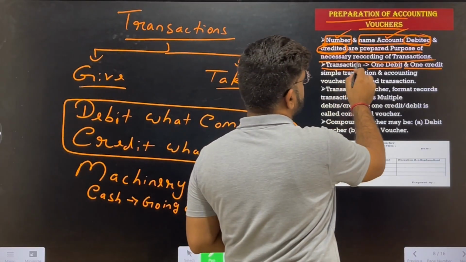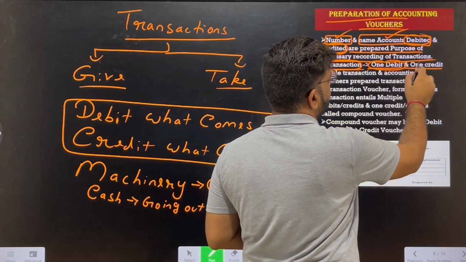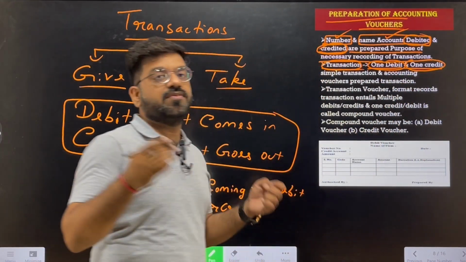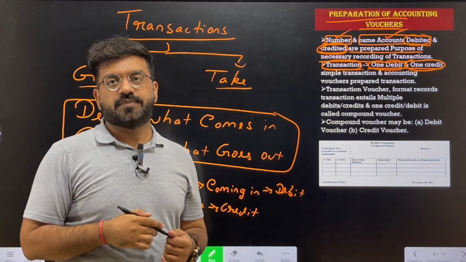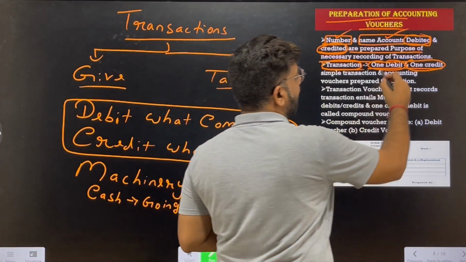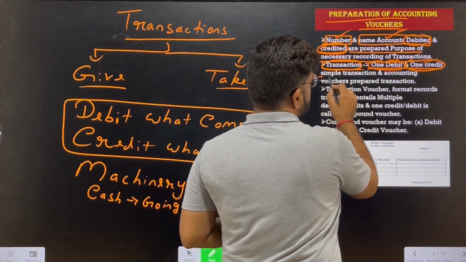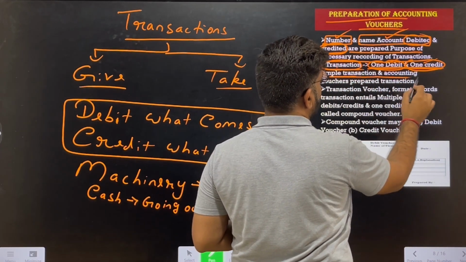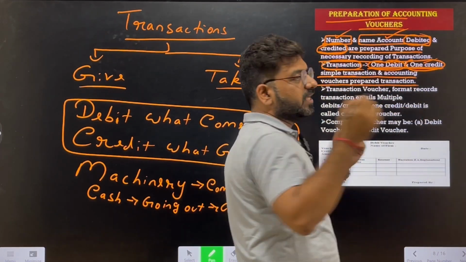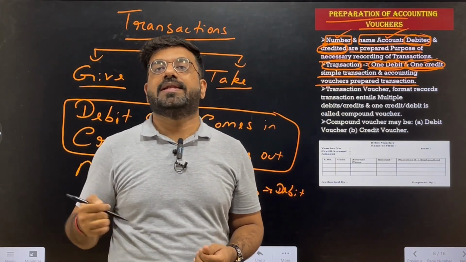Next, every transaction will have a debit and credit because every time we will be getting something in order to give something. So every time there will be a debit and a credit as well. A simple transaction has one debit and one credit, and accounting vouchers are prepared as per these transactions only.